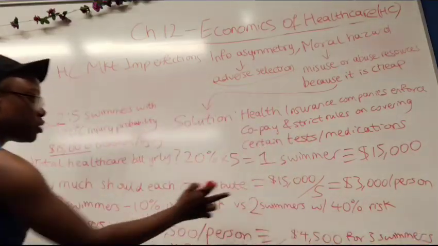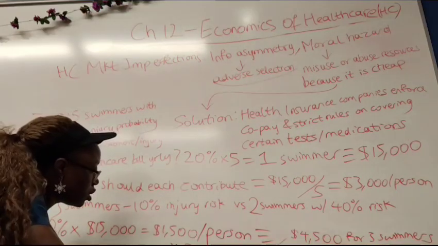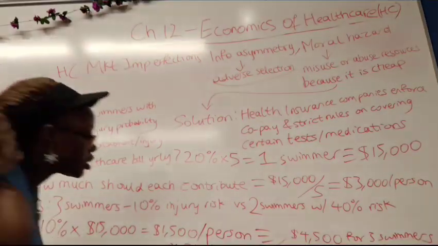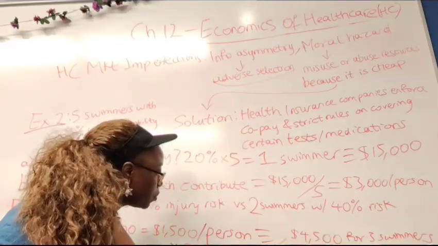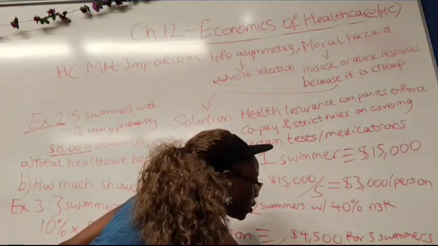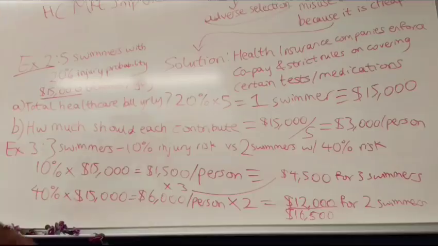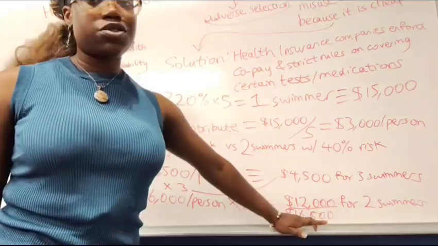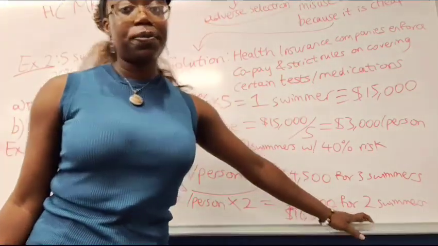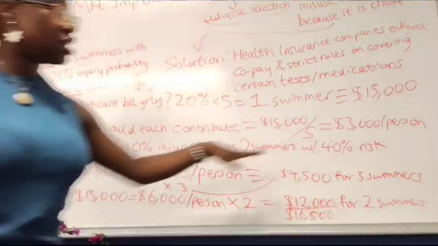How about for the 2 swimmers with a high risk? You have 40%. 40% of $15,000, that's going to give you $6,000. You see how that's really high? $6,000 per person. But how many people have this high risk? 2 swimmers. So multiplied by 2, that's going to give you $12,000 for 2 swimmers. So that's going to give a total bill of $16,500 for the 5 people, if the insurance company was able to distinguish between who has a lower risk and who has a higher risk.